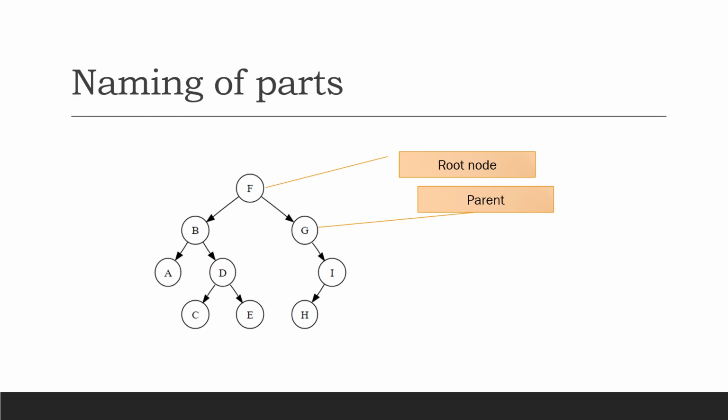A node which has other nodes coming from it is called a parent node. So G is the parent of I in this example. How many nodes in this tree are parents? See if you can pause and write down the answer. I'll tell you in a second. The answer is 6 of the nodes are parents.